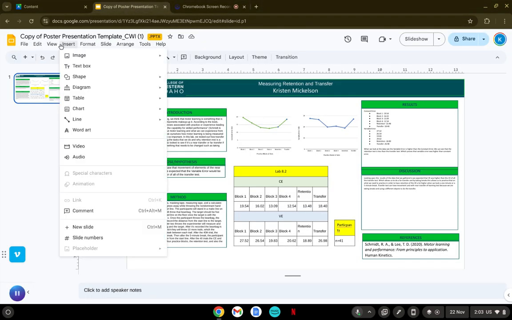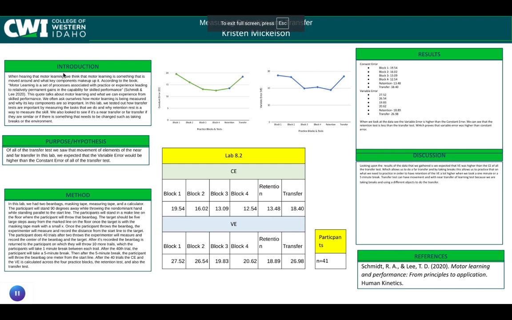Hello, this is my presentation of measuring retention and transfer. So we have the introduction.